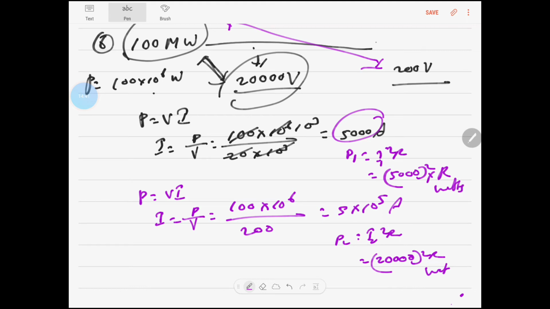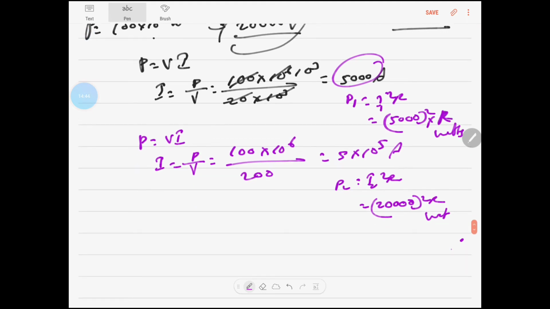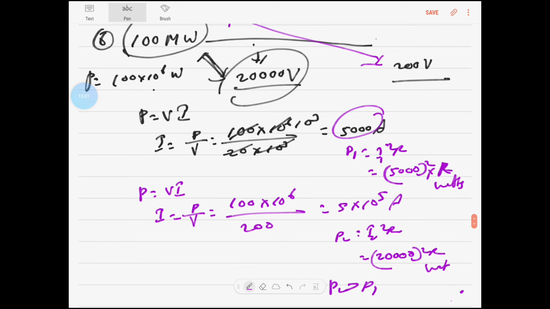Can you see that since the resistance is going to be the same, it's not going to change, P2 is greater than P1. Hence there will be lesser power wastage when the power is transmitted with 20,000 volts, the first one. This is P1, this is P2, and P2 is greater than P1. What we have calculated here is the wastage, the power wastage due to the resistance.